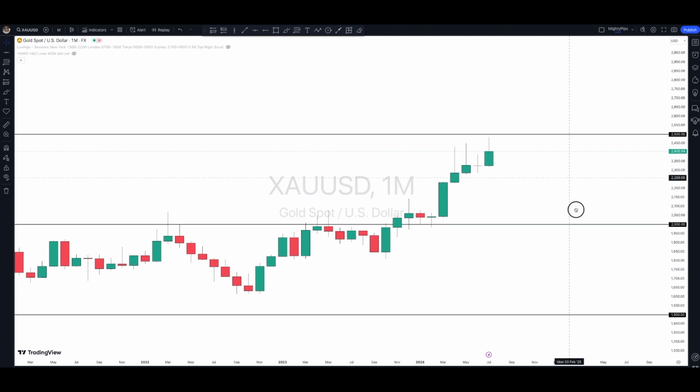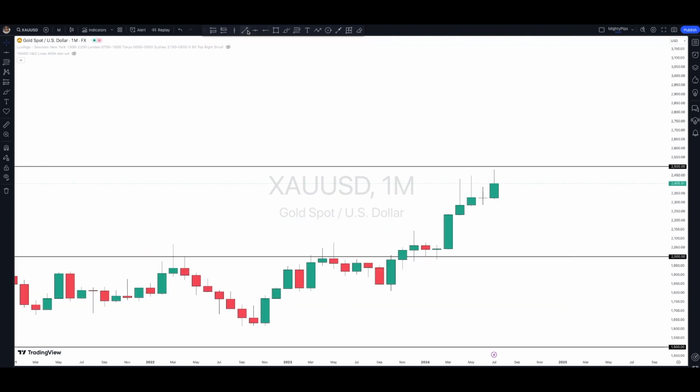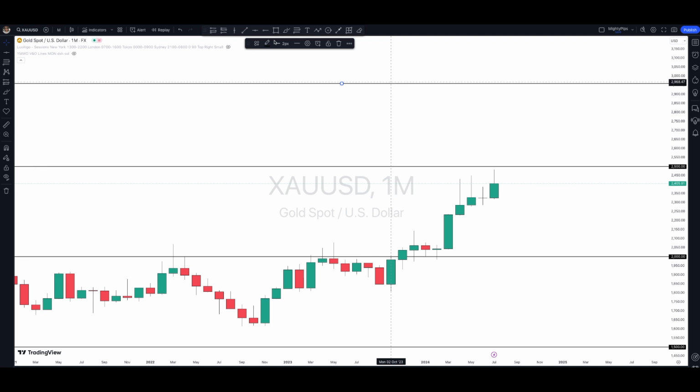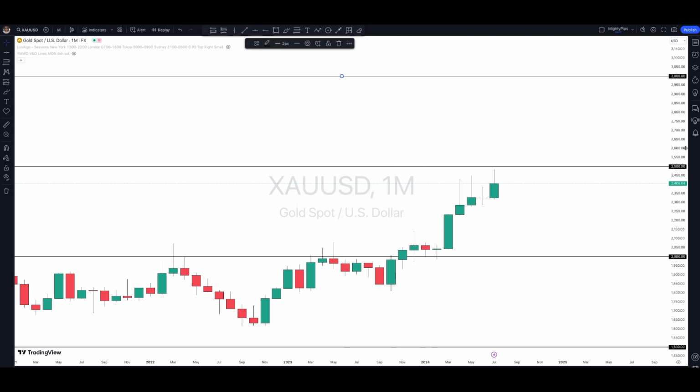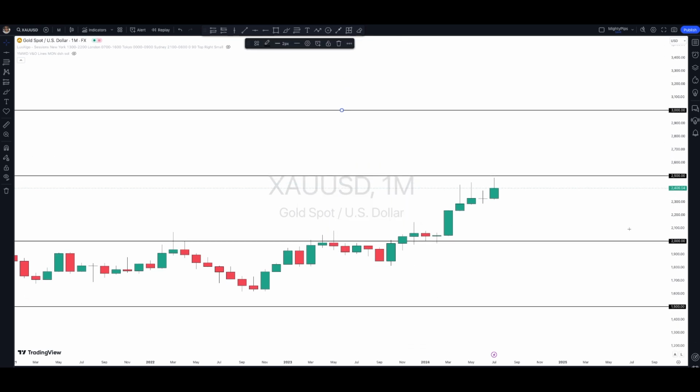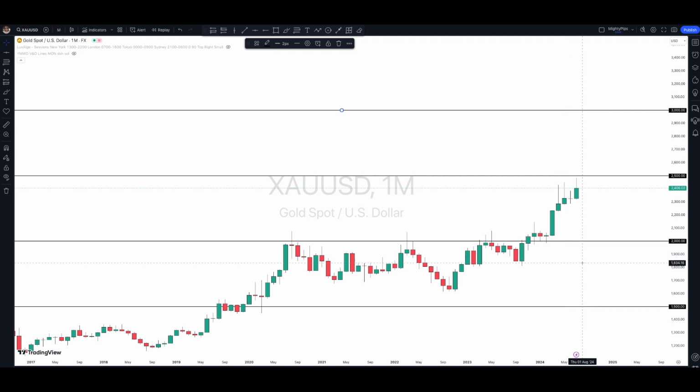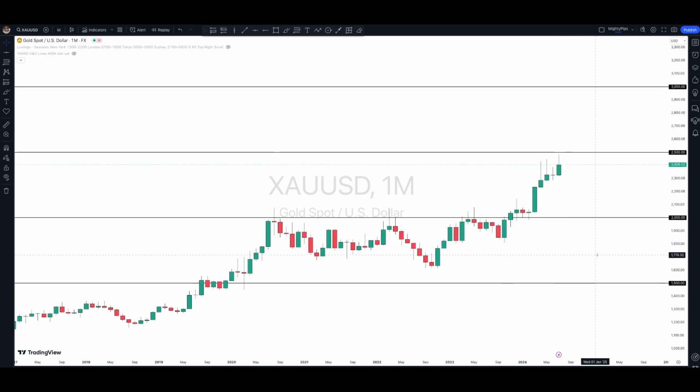And then the next one above, you don't need to draw so many, just draw a few that you can manage. The next one on top would be 3,000. So you just click that. These are the round psychological levels where the banks like to trade from.